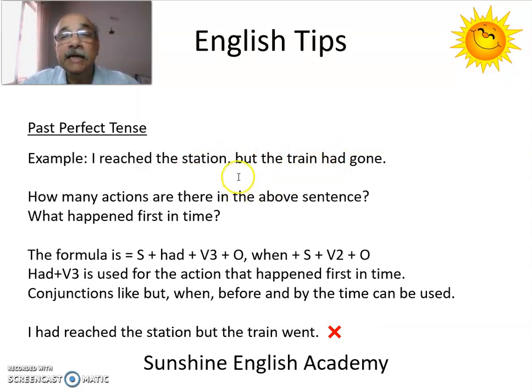Is there any continuous action in the sentence? No, there is no continuous action. Both actions happened at a point in time in the past.